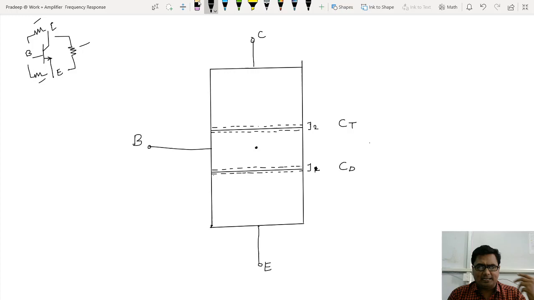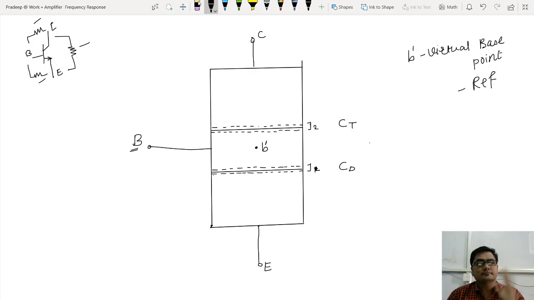So as if my reference point is inside the base, I will call it B dash, because this is the actual B, that is base. So I will call it the virtual base. Look at this. So what is that B dash? B dash is the virtual base point. It is a reference for me.